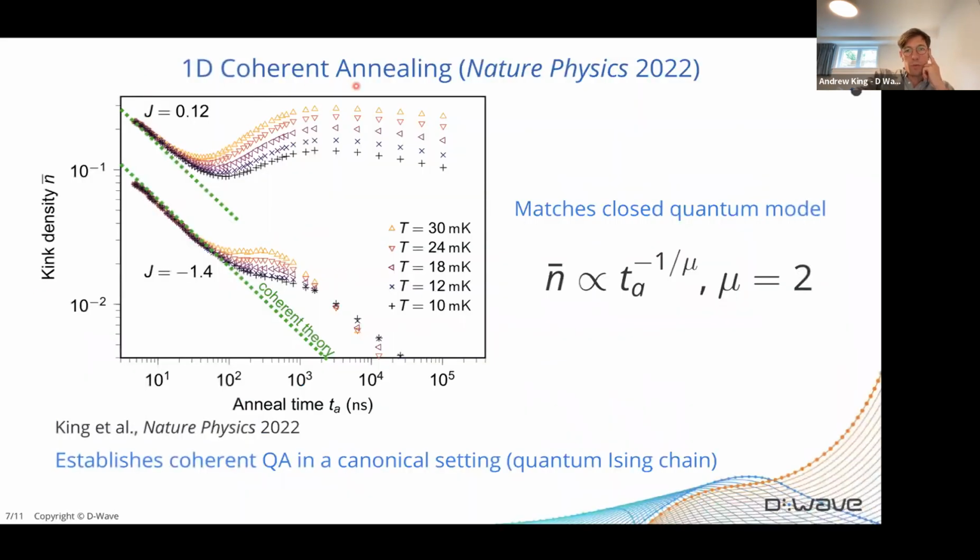But first, we did a 1D coherent annealing experiment. So basically, we're doing a very, very easy optimization problem that is extremely well understood. Not only that, probably hundreds of papers have been published on this very basic system. And also, you can solve the quantum problem exactly just by exploiting the structure. So this is nice because you know exactly what the answer should be.